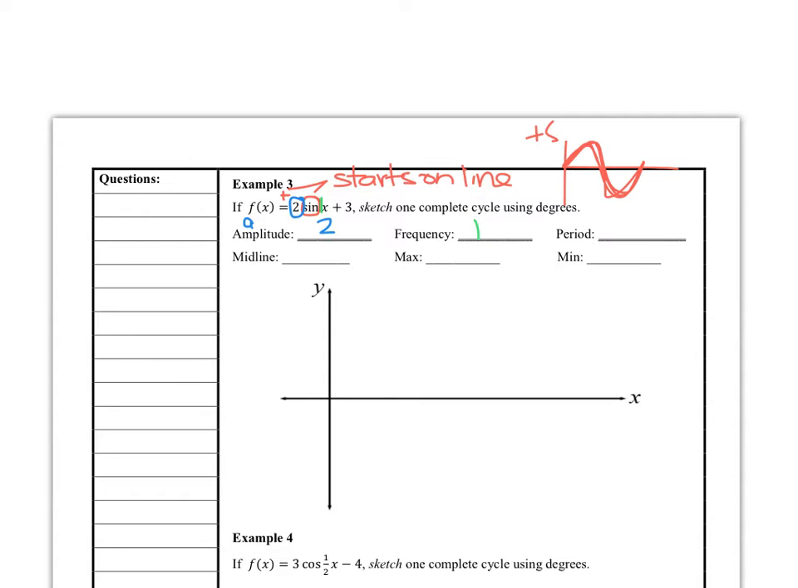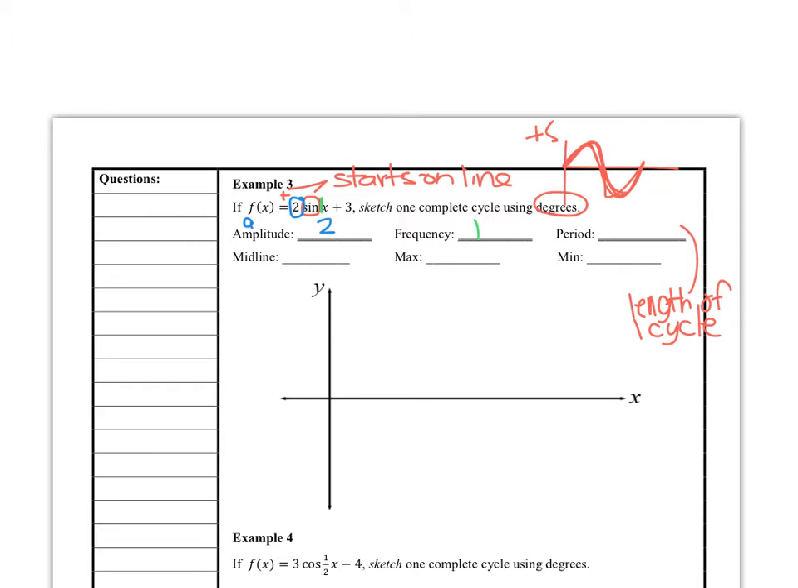The next thing I'm asked to do is to find the period. Period, remember, is the length of one cycle. You're going to want to write this out repeatedly until you get used to knowing what the period actually represents. And it says that we're supposed to use degrees.